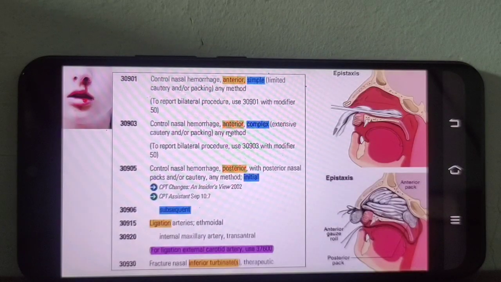Then, what is the procedure? Take that: control of nasal hemorrhage. Control the nasal hemorrhage. So here, epistaxis. In epistaxis we have two classifications, anterior and posterior.